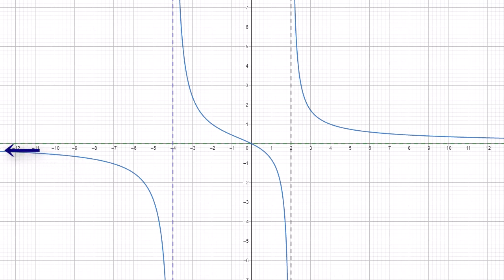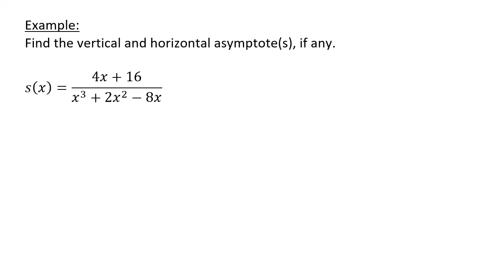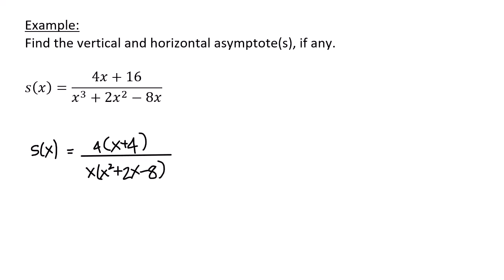In this problem, we're asked to find the vertical and horizontal asymptotes, if any, of s of x equals 4x plus 16 in the numerator, x cubed plus 2x squared minus 8x in the denominator. So in order to do that, we'll have to factor. So in the numerator, I have 4 times x plus 4. In the denominator, I can factor out an x. So I'll get x, and then I'll get x squared plus 2x minus 8. I can continue to factor that.